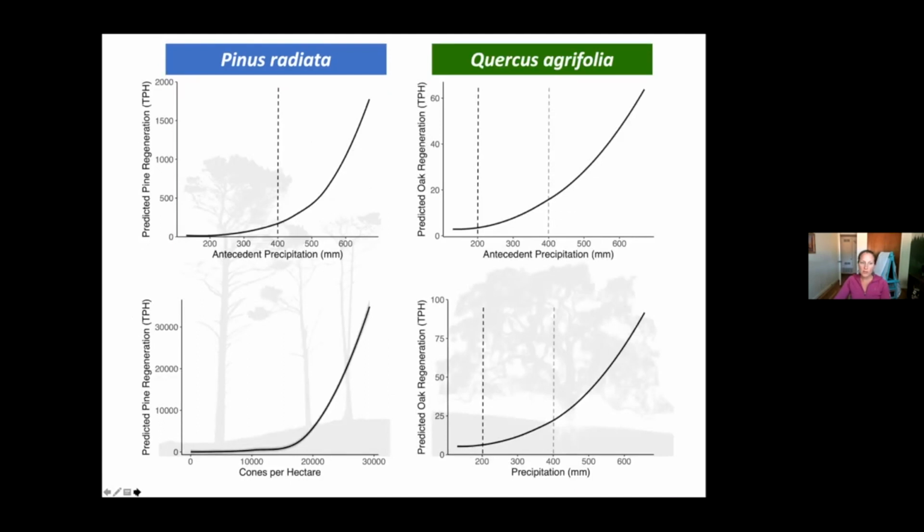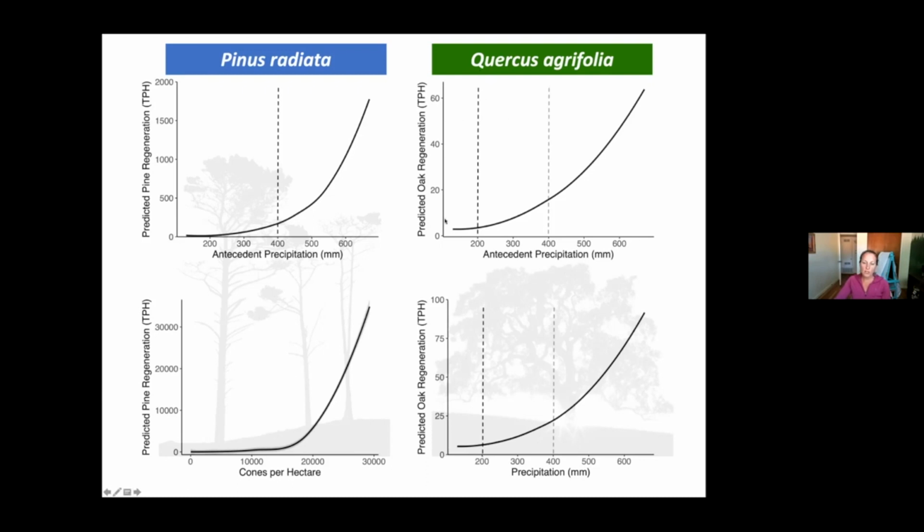Moving on to regeneration. So on the left side, I have Pinus radiata. On the right, I have Quercus agrifolia. Pinus radiata regeneration was primarily influenced by the previous year's rain. So increasing regeneration with increasing precipitation from the previous year, and then increases in regeneration with increasing seed sources. So what we would anticipate for pine regeneration on the landscape.